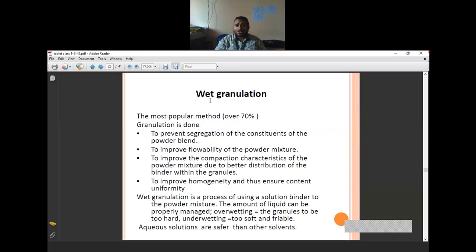So what is wet granulation? For the maximum number of tablet preparations, we mostly follow the wet granulation process. Why do we use wet granulation? We can get a proper form of the tablet, and the deformities observed in wet granulation are very few. So we mainly follow wet granulation. What is the wet granulation technique?